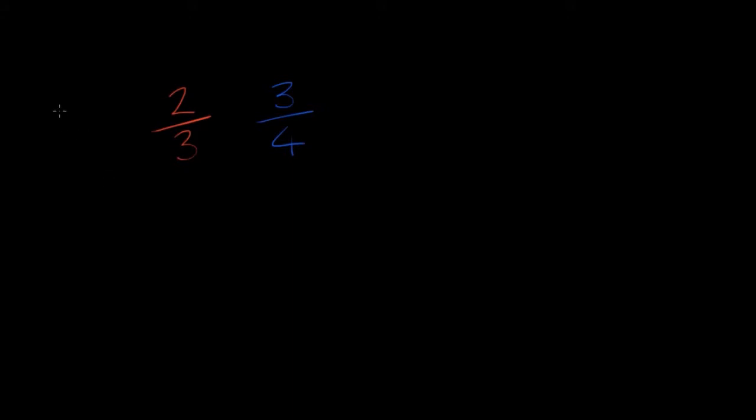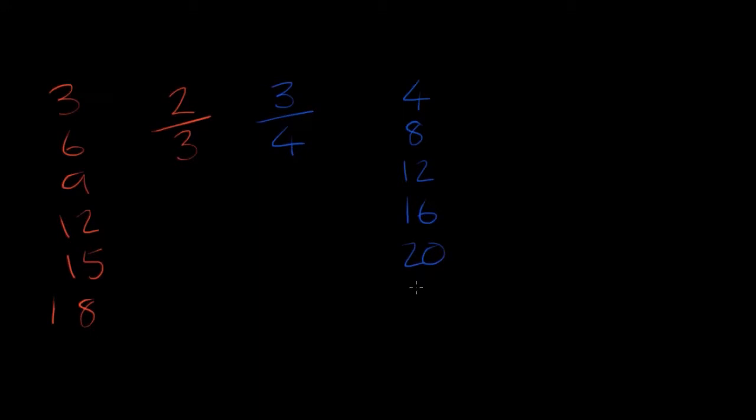So in order to do that, all we're going to do is write out the times table for each and then find out which number appears in both of the times tables. So let's start with our 3's here on the left. 3, 6, 9, 12, 15 and 18. And let's do the same here for our 4's on the right. So 4, 8, 12, 16, 20 and 24.